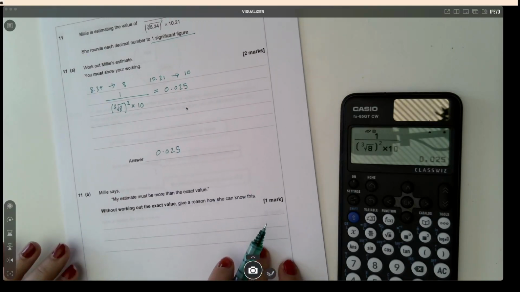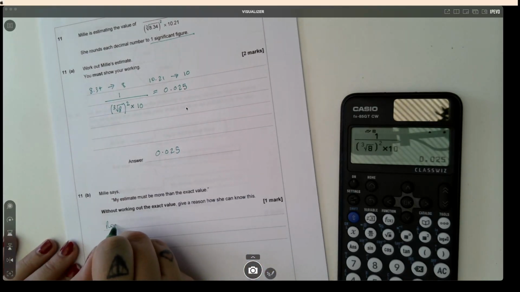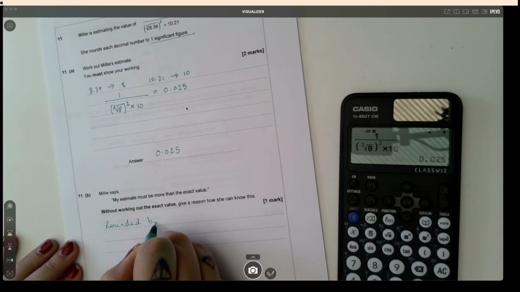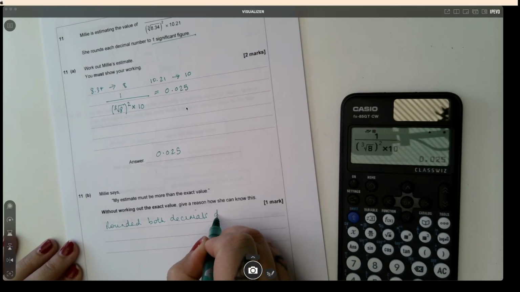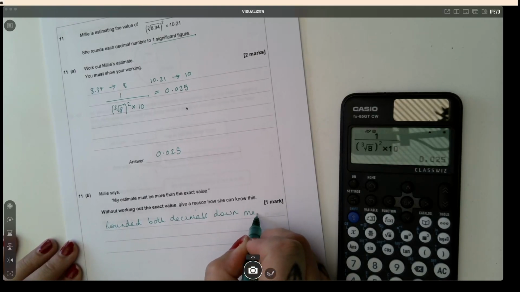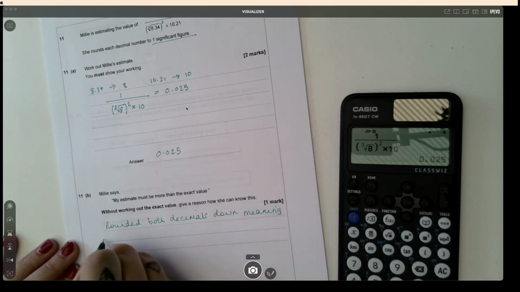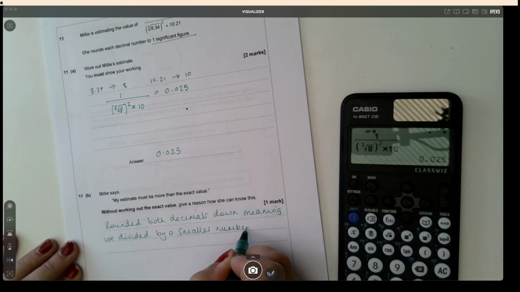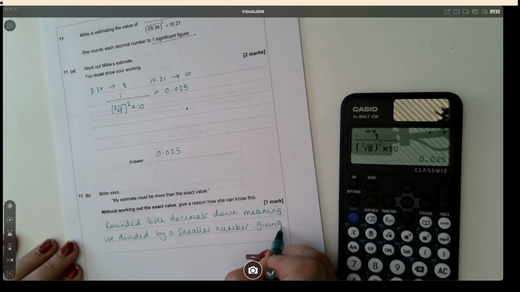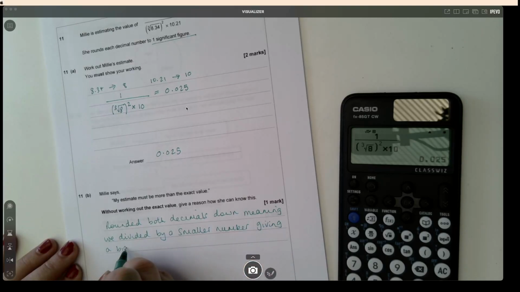So we need to give a reason. Rounded both decimals down, meaning we divided by a smaller number, giving a bigger solution.